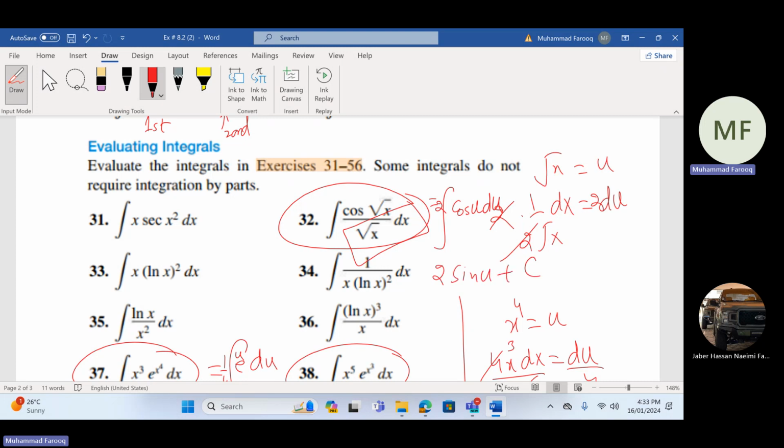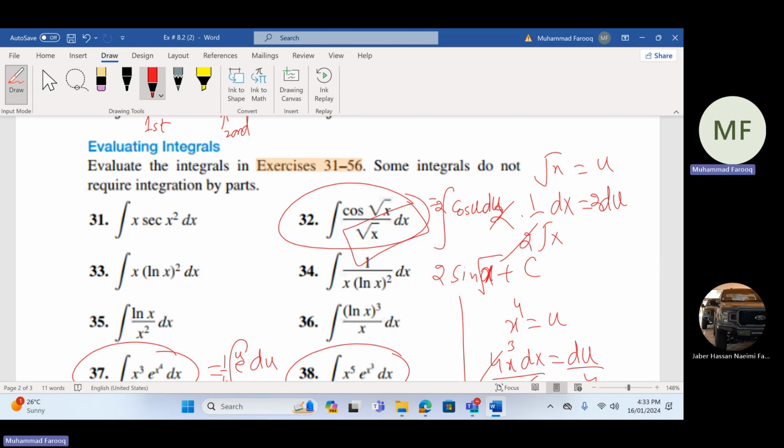Put the u value back. What is u? Root x. Taking x as u, here you can go without by parts. You can go here with the first function, second one, like that. We can do it without, and take ln x as the first function. Yes, but you can do it without by parts.